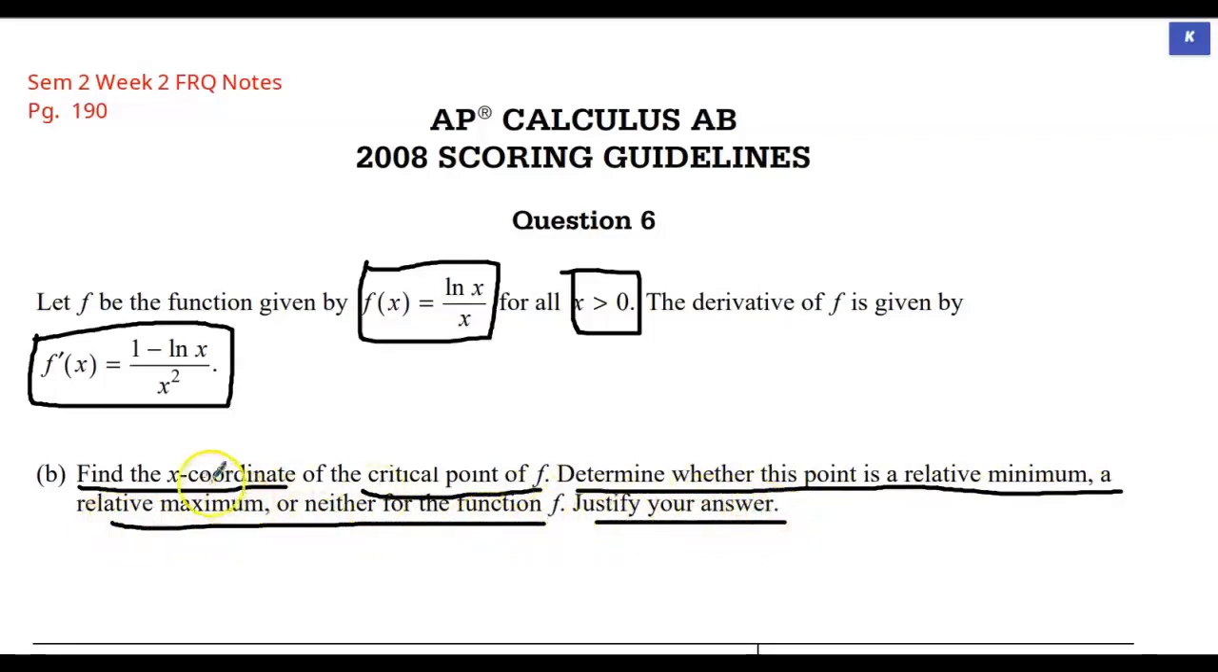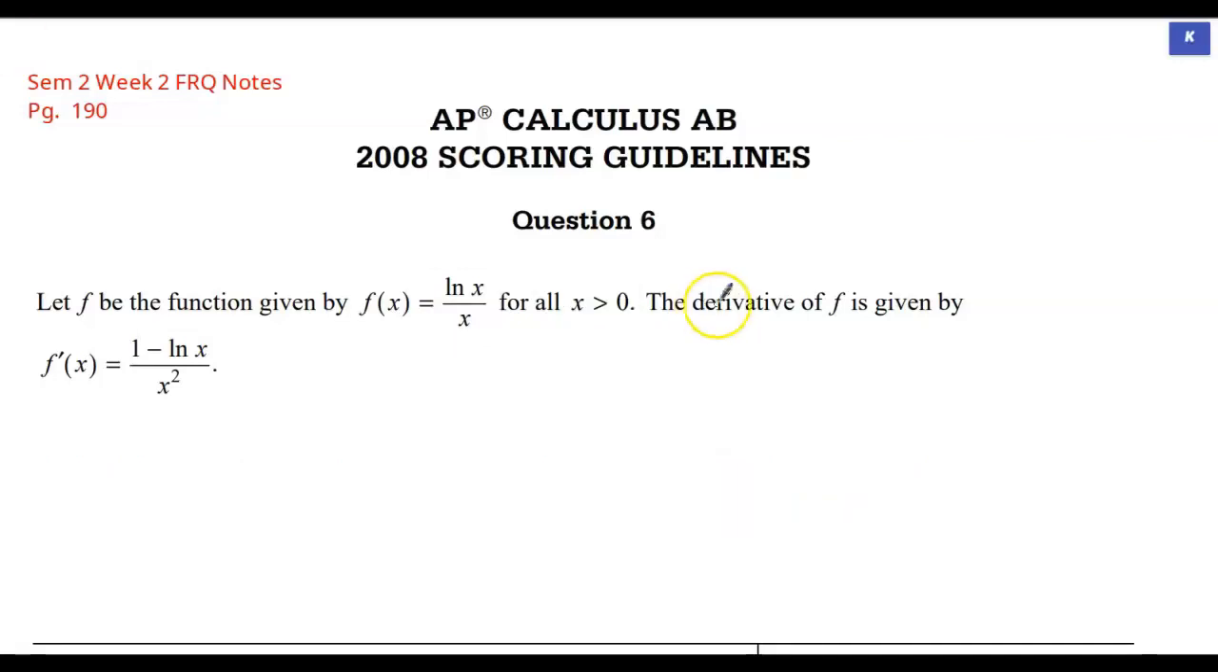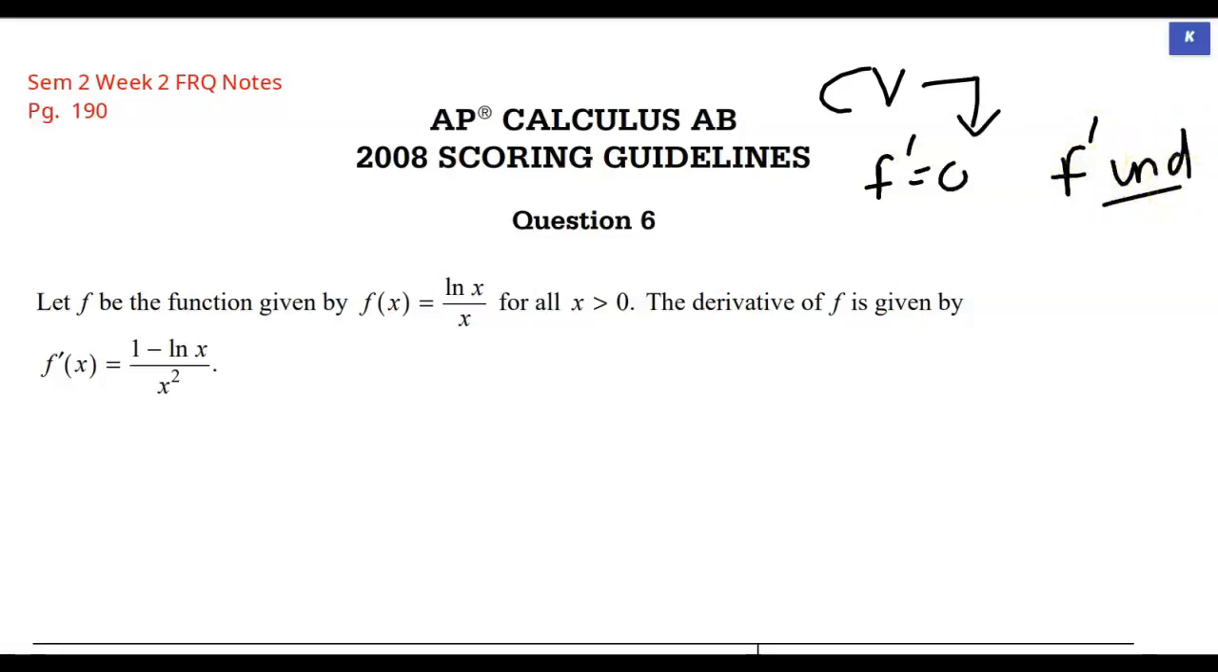So we're given three things to do. Find an x-coordinate of the critical point, determine whether it's a relative min, max, or neither, and then justify our answer. Okay? So we've got our work cut out for us there. Begin. All right, so as you guys may recall, a critical value is a place where either your derivative equals 0 or where your derivative is undefined. Okay, so where would this derivative be 0 or undefined?